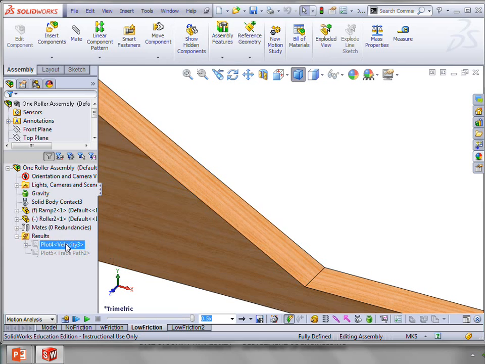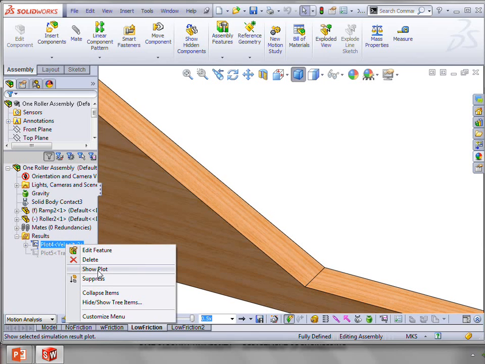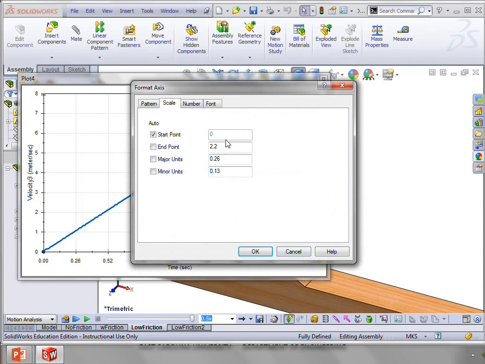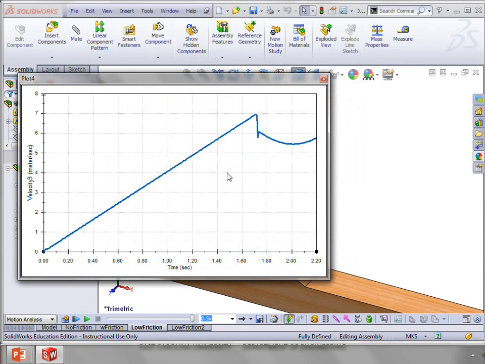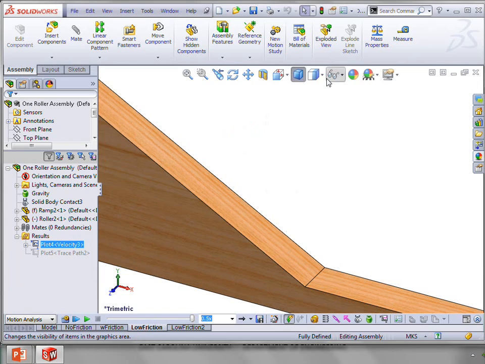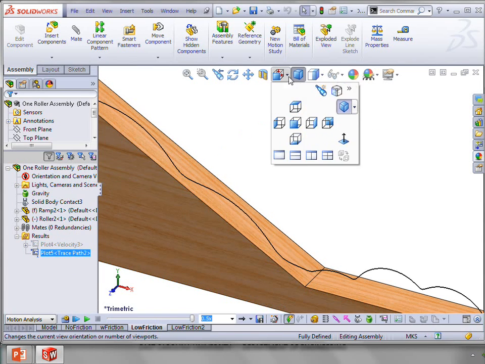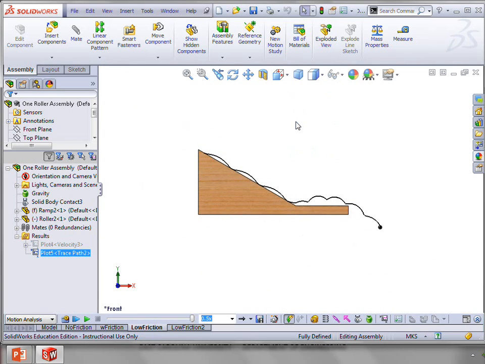Now, as a comparison, we set an arbitrarily low value of friction, and in this case a kinetic coefficient of friction of 0.1 and a static coefficient of friction of 0.15. And based on the fact that the velocity is much higher at 7 meters per second, and also we do reach the bottom faster, at about 1.7 seconds, by the way, we can assume that there was some slipping going on, as well as rolling.